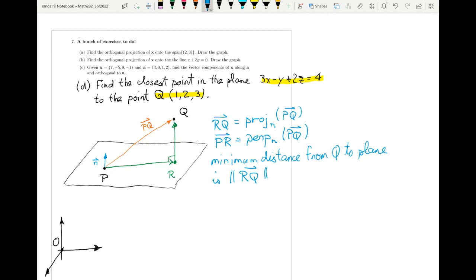Okay, now how do I find the point R? Actually, we can do this right now. Let's work through this example. I've given you the coordinates here. If I can find the projection along N of PQ, then I will have the minimum distance, and then we'll go and find the actual point. So there's less work to do to find the minimum distance, just like up here.